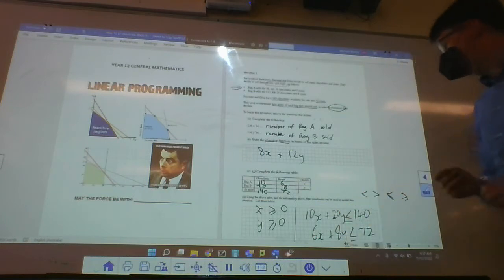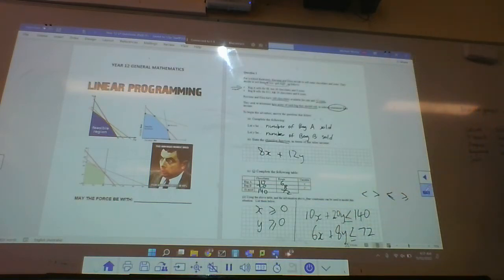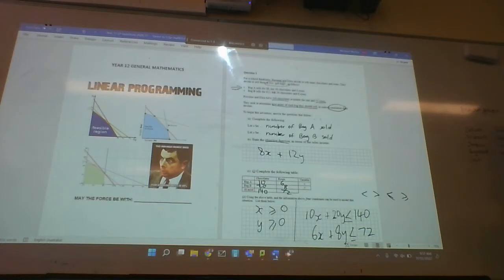It's like anything, often starting the equations is the tricky starting point here. Okay? So we've got our equations here. Any questions so far? Go to the next page.